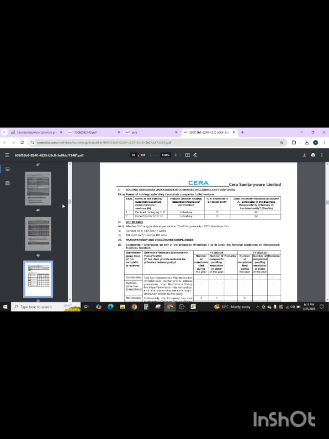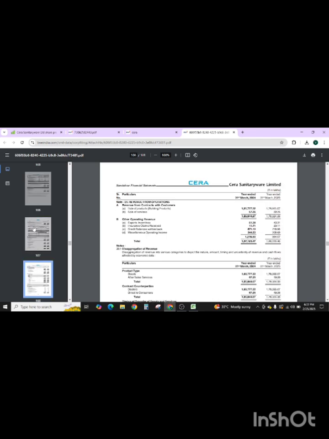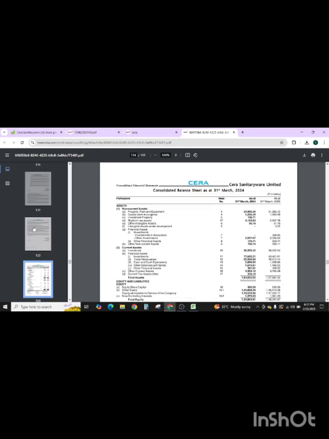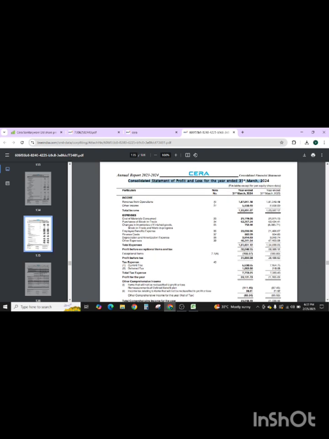So we will go to the consolidated statement of P&L. Here you can see it's standalone, so we will go and find consolidated. So here it is. This is the consolidated statement of profit and loss account for Sarah Centriware for FY24 and FY23. Here you can see FY24, and this is FY23.